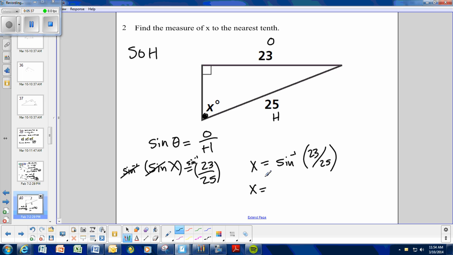And we're going to round it to the nearest tenth, it says. So inverse sine 23 divided by 25. Punch that in your calculator correctly, and it's 66.9 degrees.